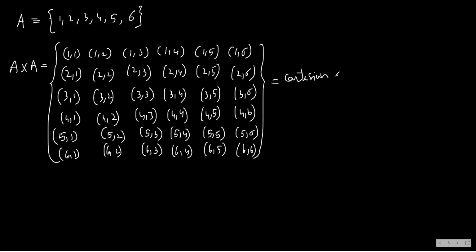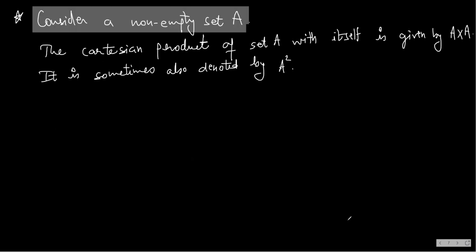Cartesian product of set A with itself. A cross A. You don't have two sets here. You are taking the Cartesian product of one set with itself. Now see, so what I was saying: consider a non-empty set A. The Cartesian product of set A with itself is given by A cross A. It is sometimes also denoted by A square.